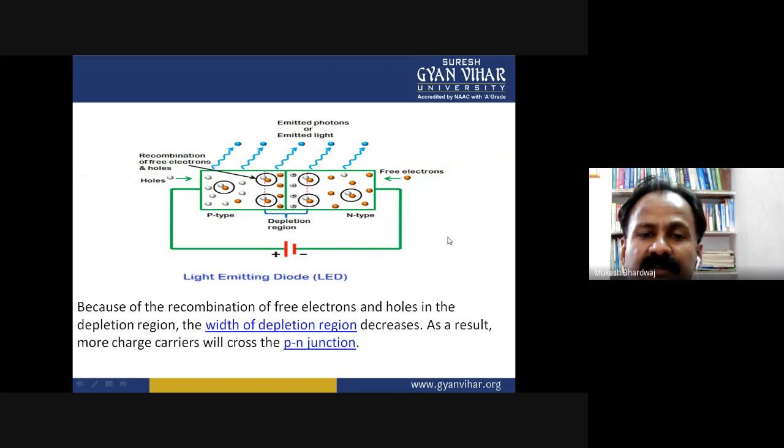Because of the recombination of free electrons and holes in the depletion region, the width of the depletion region decreases. As a result, more charge carriers will cross the PN junction.